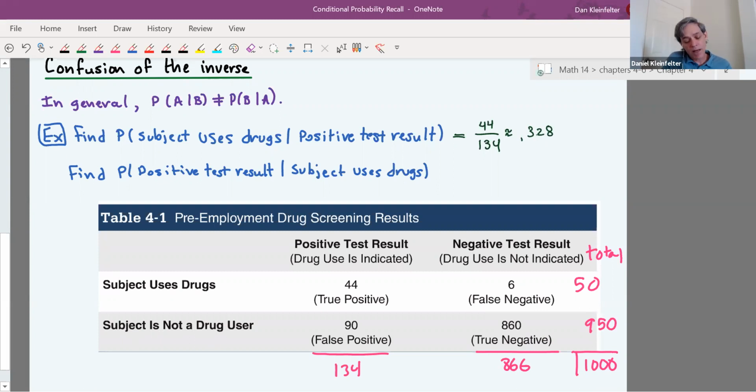Okay, now we want to look the other way and ask, what is the probability that they got a positive test result given that they use drugs? So there are 50 drug users in our survey. And out of those 50 drug users, the number who test positive is 44. So that's 44 out of 50, and that's 0.88. So clearly you can see that those 2 probabilities are different from one another. And so that should illustrate that the placement, that is what you're given, matters. The probability of A given B is not the same in general as the probability of B given A.